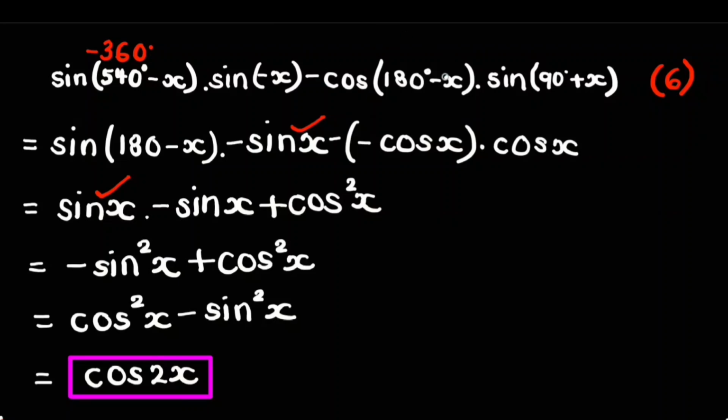There was a mark allocated for reducing cos of 180 minus x and getting negative cos x. The fourth mark was given where you reduced sine 90 plus and you got cos x. Then once you simplified and you had negative sine squared x plus cos squared x, that is where your fifth mark was allocated. And the sixth mark was given for your final answer, which is cos 2x.